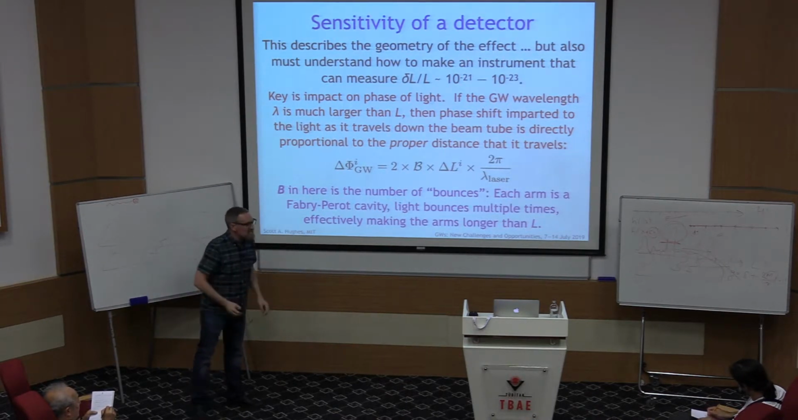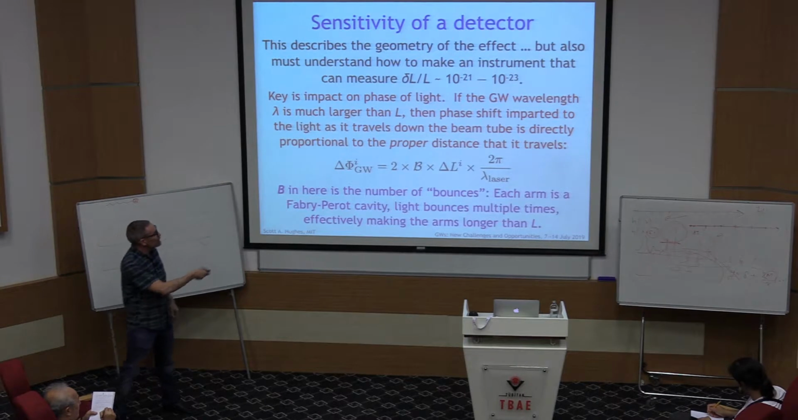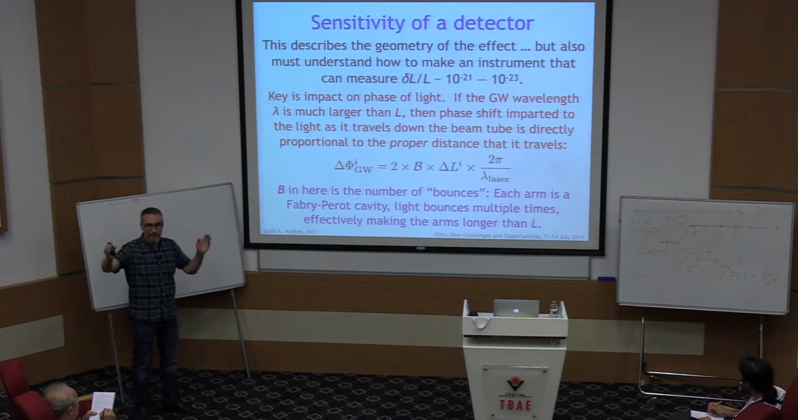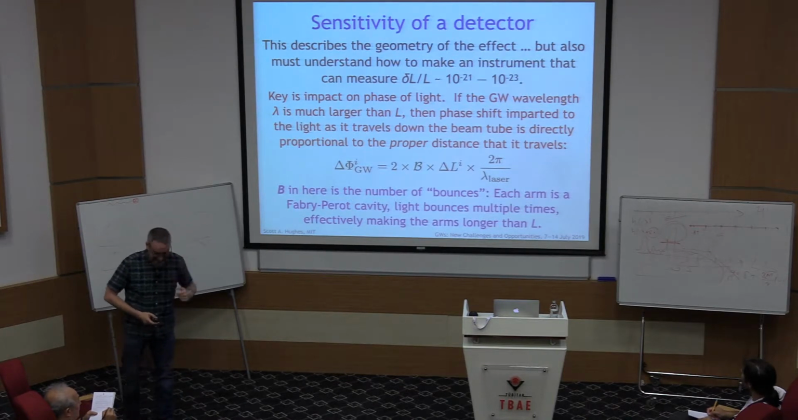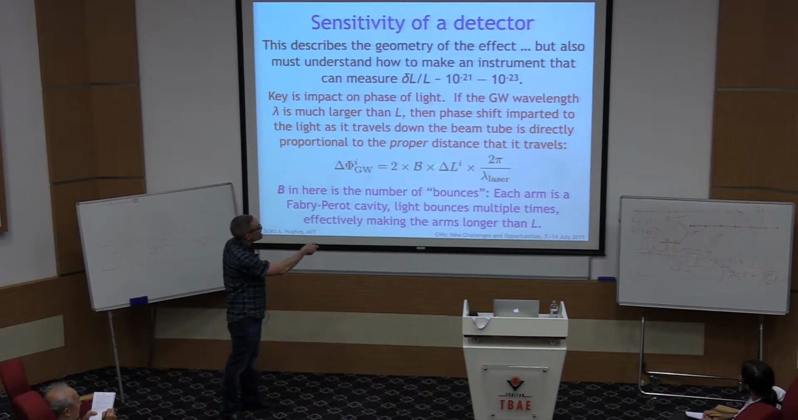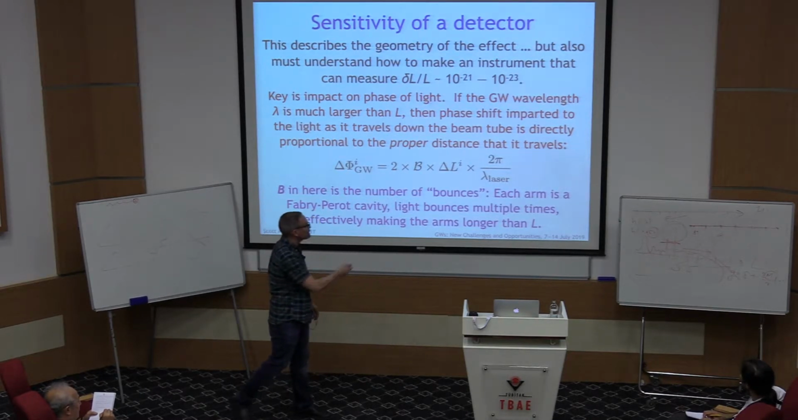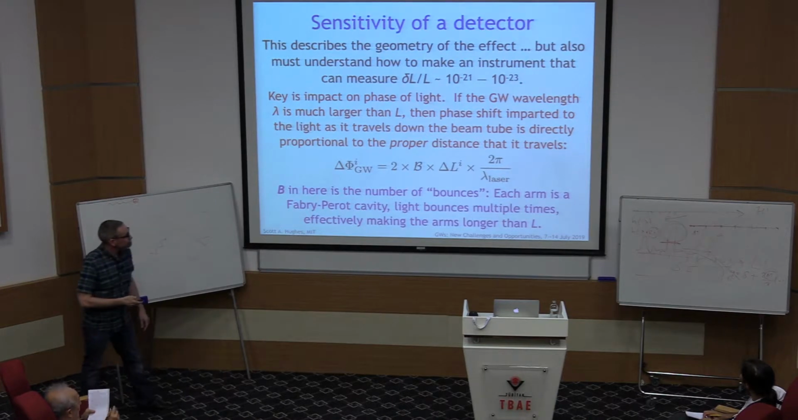B is a heuristic way to refer to the number of times it actually bounces back and forth in your beam tube. A professional would actually write this in terms of the finesse of a Fabry-Perot cavity. I am delighted not to be a professional because I can defer to the professional sitting off on the side here. I'll just refer to that heuristically as the number of times it bounces, which is on the order of several thousand. Here's the length change that's imposed by the gravitational wave, and this is the wave number of your laser that's going into this.